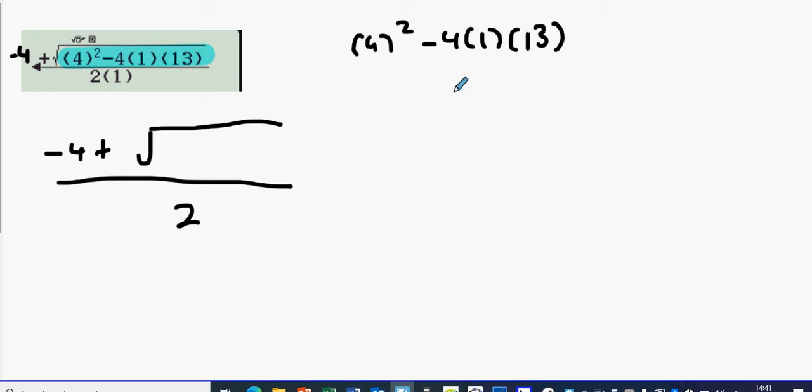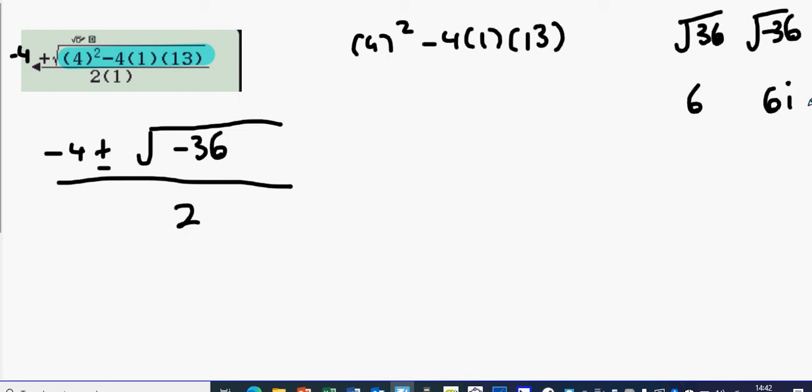Minus 36. Excellent. Now that's, once again, still plus or minus, isn't it? Now, does anybody remember what is root 36? 6. What's root minus 36? 6i. Because what's minus 6 multiplied by minus 6? Plus 36. We're not allowed that. Okay?